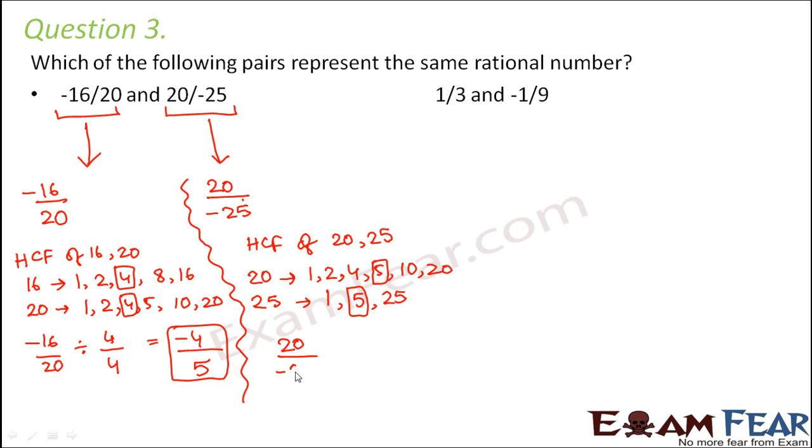So what will we do now? We again divide the numerator and the denominator by 5. So 20 divided by 5 is 4. Minus 25 divided by 5 is minus 5. So 4 by minus 5. 4 by minus 5 is basically equal to minus 4 by 5 if you multiply the numerator and the denominator by minus 1. So this is what you will get.